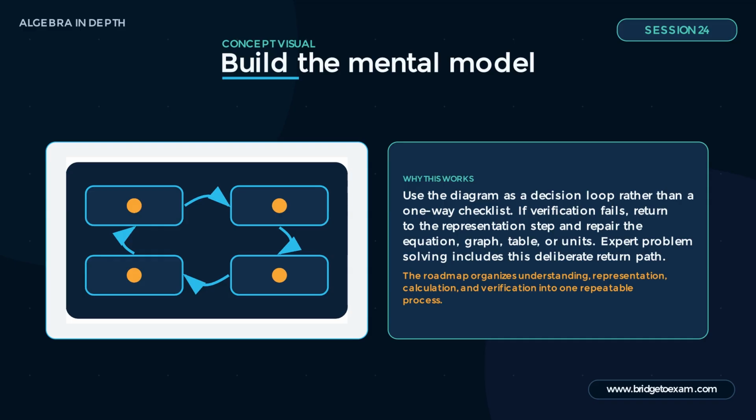Use this first move. Understand. Name the unknown, units, restrictions, and exact question. Then, represent. Choose an equation, inequality, system, function, table, or graph.